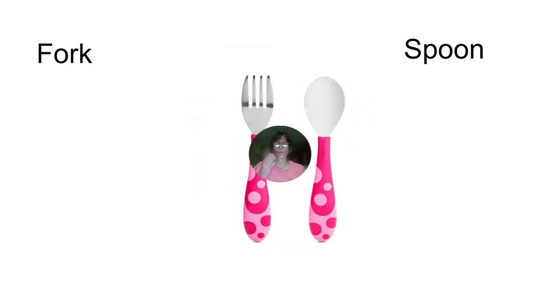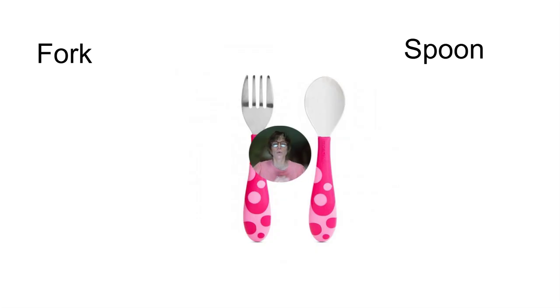Fork. With your non-dominant hand, you're going to have a flat B hand shape. With your dominant hand, you're going to make a V hand shape. And then you're going to keep your dominant hand at an angle, and you're going to stab like you're stabbing a piece of meat. Fork.